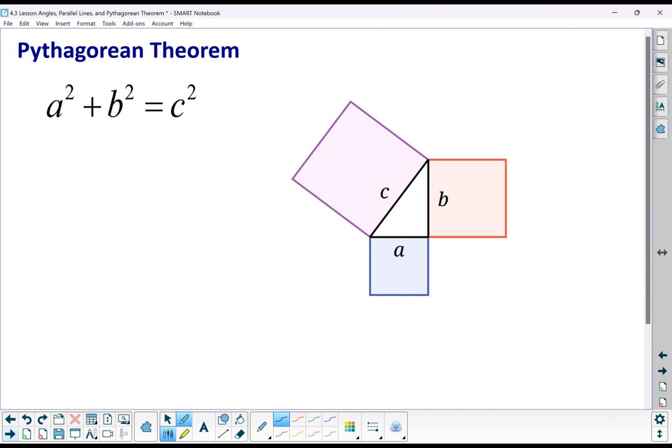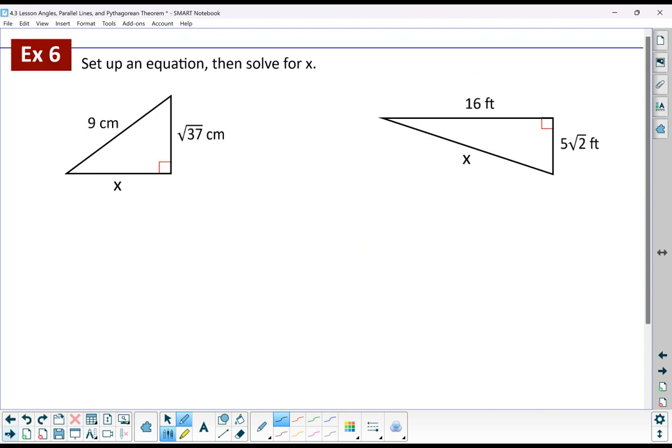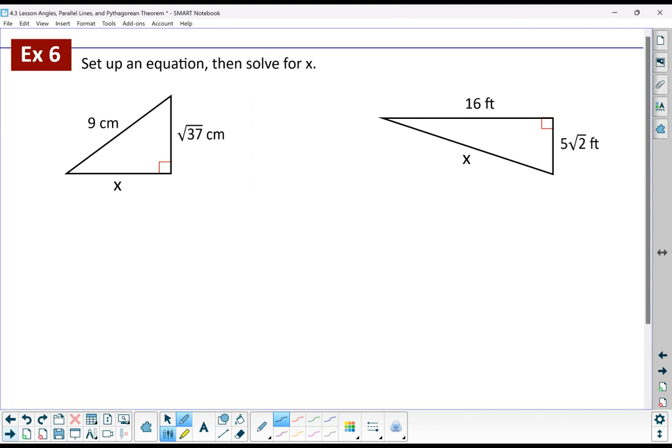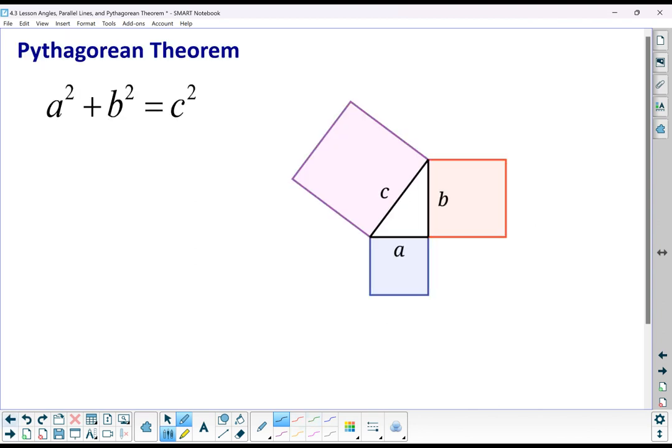Okay, one last thing to review is the Pythagorean theorem. We have reviewed it a little bit this year. I wanted to show you these examples that have radicals in them because sometimes that throws people off. So remember, the Pythagorean theorem tells us that if we have a right triangle, then a squared plus b squared is equal to c squared, or the leg squared plus the other leg squared is equal to the hypotenuse squared.